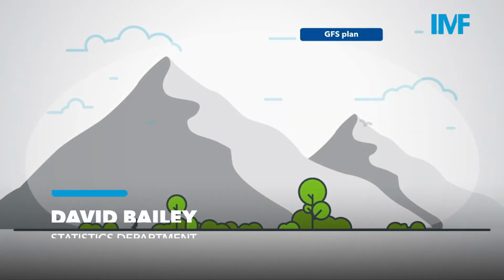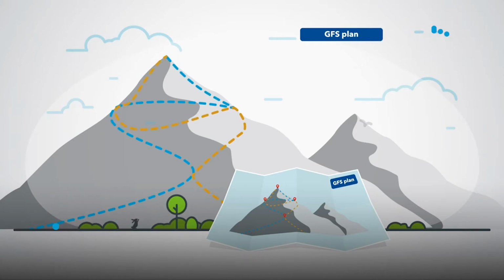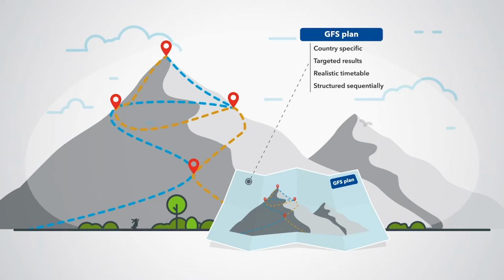A GFS Framework Implementation Plan should map out the steps needed to initiate the use of the GFS framework and strengthen GFS for policy purposes. The GFS plan should be country-specific, have targeted results and a realistic timetable, and ideally be structured sequentially with each targeted result building on previous results.